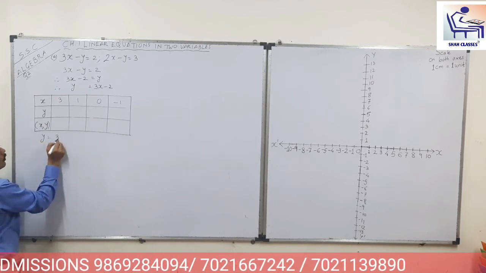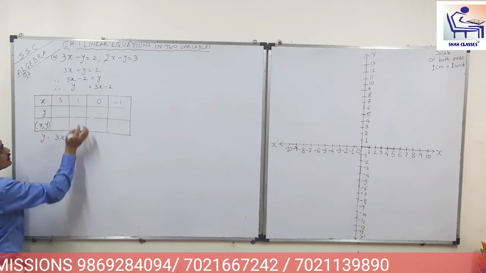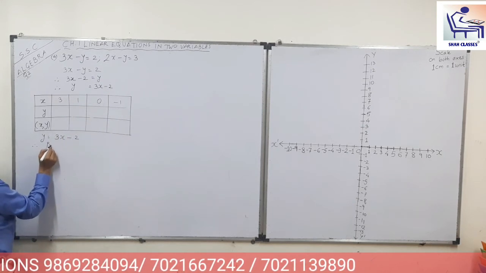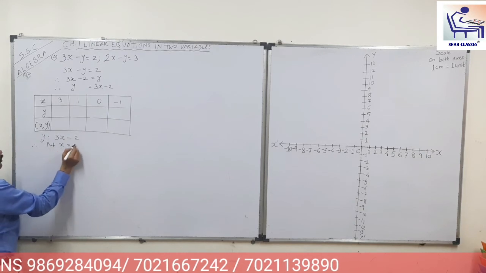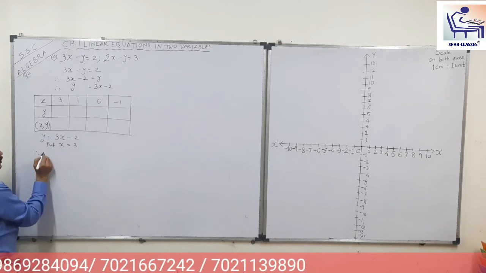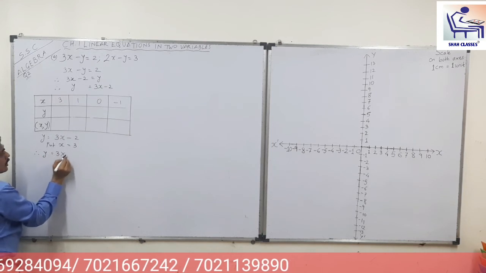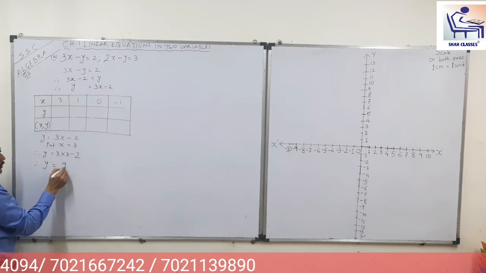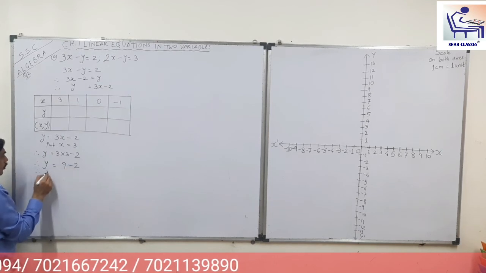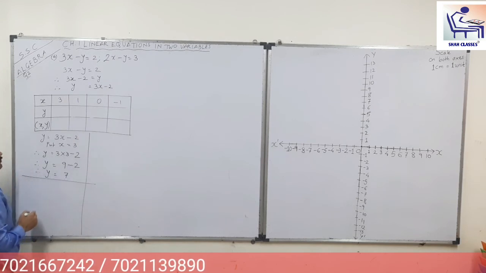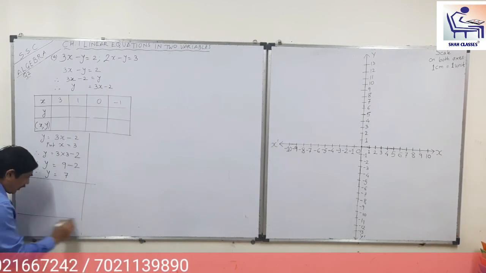Y is equal to 3x minus 2. We are focusing on this. Put x is equal to 3. Therefore, y is equal to 3 into 3 minus 2. Y is equal to 9 minus 2. Y is equal to 7.